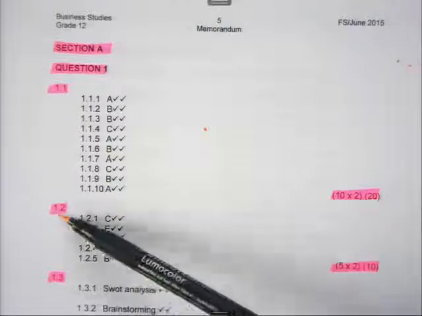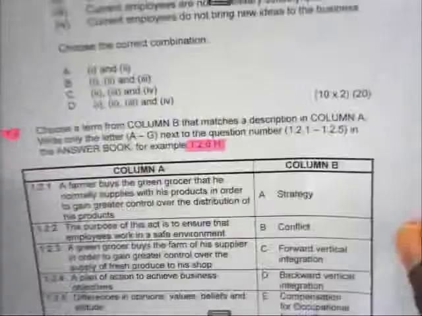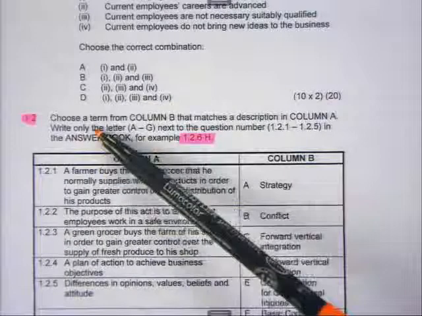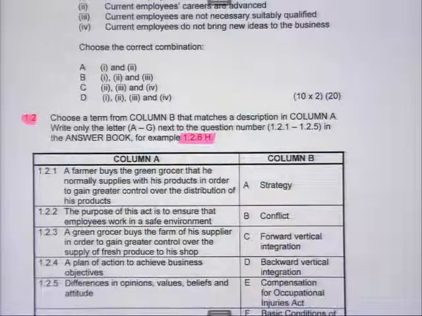And then question 1.2. And again, when you come to question 1.2, like I stated earlier, still with the instructions. Look at the instruction of question 1.2 there. It says, choose a term from column B that matches a description in column A. Write only the letter A to G next to the question number. And in the answer book, for example, you can write question 1.2.6 H.